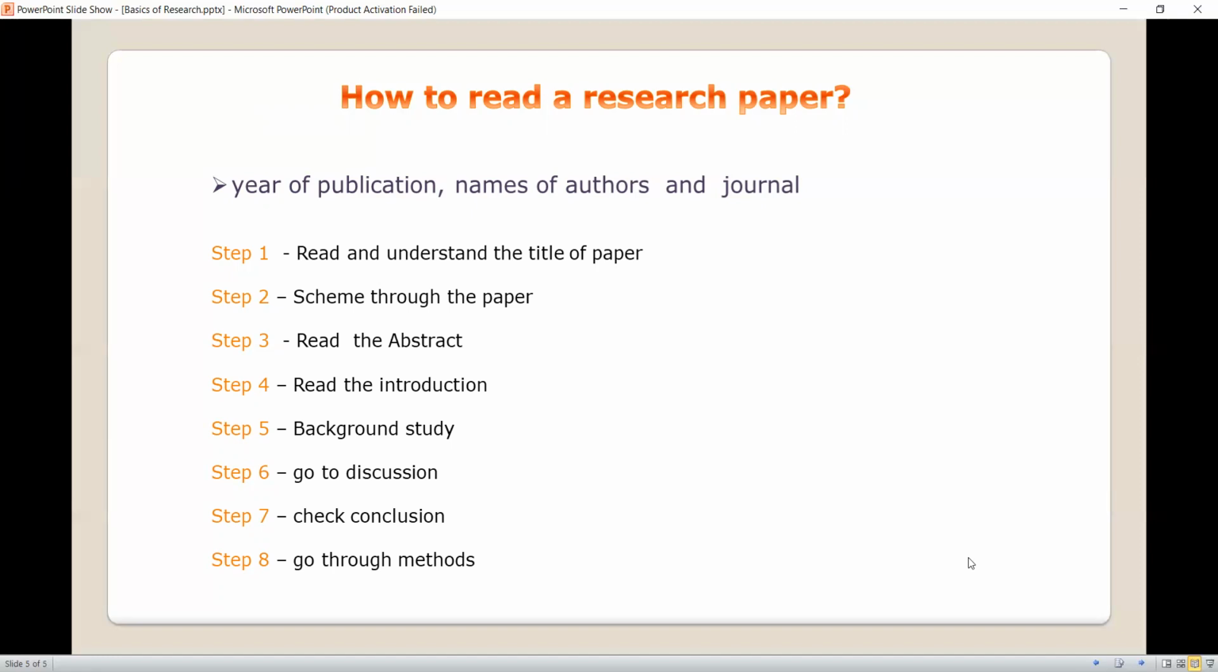So this is how you have to read a research paper, and if you follow these steps it will help you to understand the paper completely.